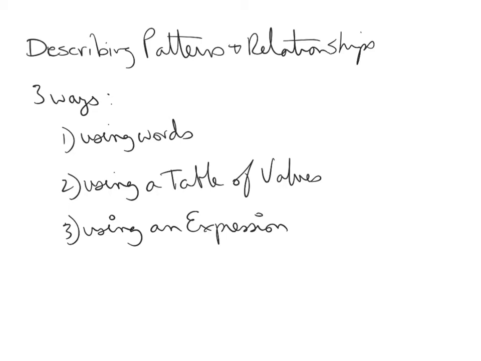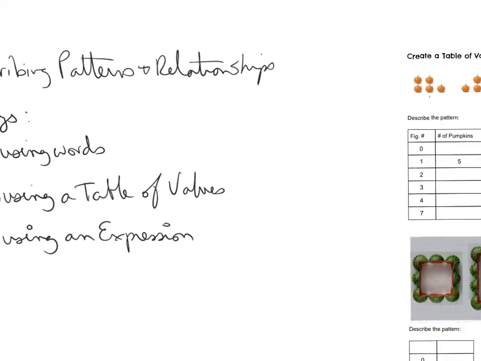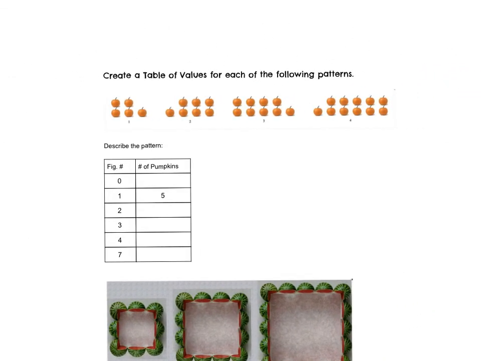Today we're talking about describing patterns and relationships. We'll talk about doing this in three ways. One, we'll use words. Second, we'll use a table of values. And third, we'll use an expression. So we've got an example here. Bring this pattern into play.